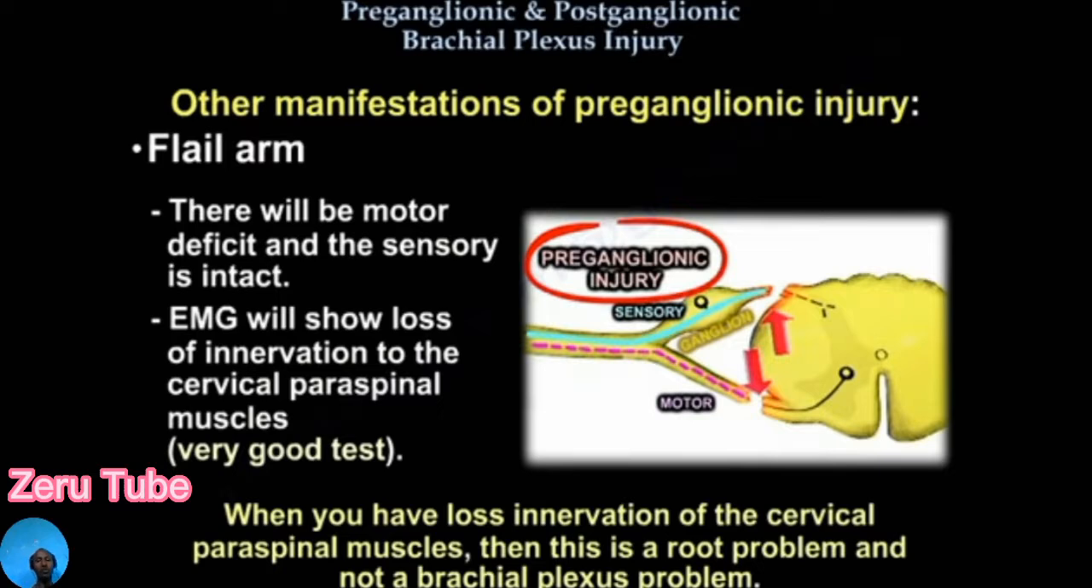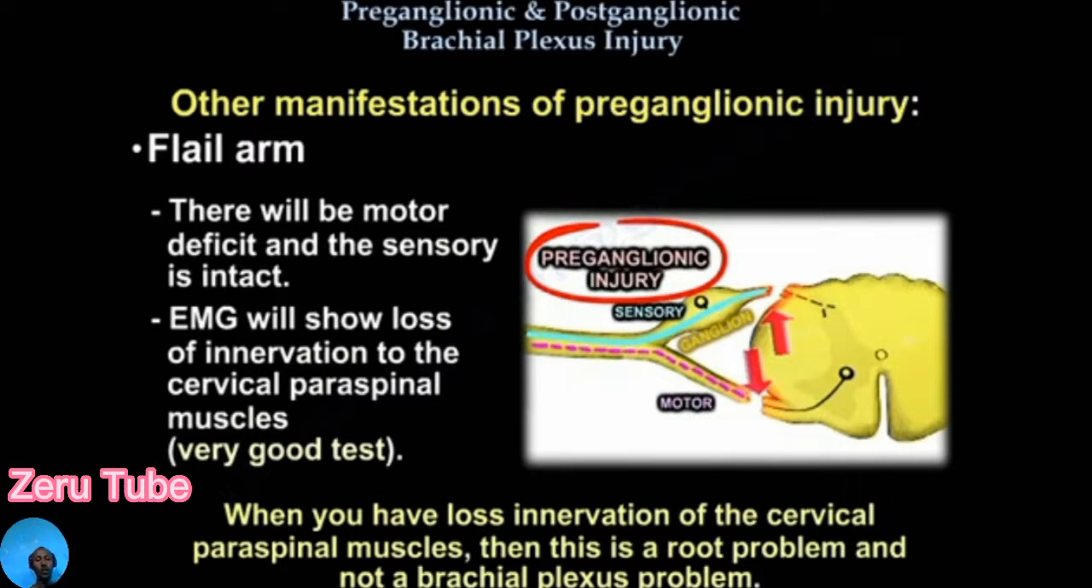When you have loss of innervation of the cervical paraspinal muscles, then this is a root problem and not a brachial plexus problem. If you get any cervical paraspinal muscle paralysis, these muscles in the neck area are called paraspinal muscles. If these muscles are lost, don't consider that this is a brachial plexus injury.